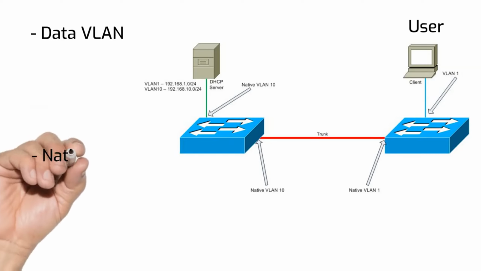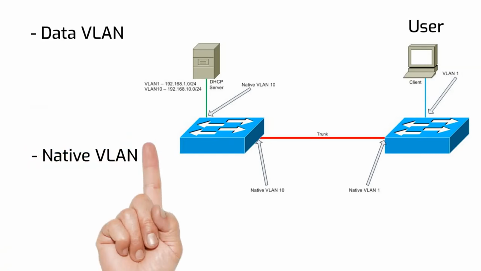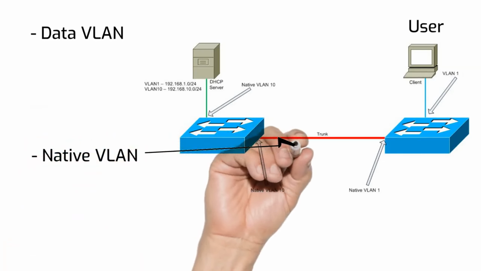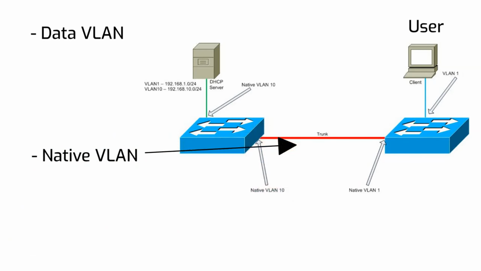Another type of VLAN we have is native VLAN. Native VLAN is assigned to 802.1Q trunk port. A trunk port supports traffic coming from many VLANs, that is tagged traffic, as well as traffic that does not come from any VLAN, untagged traffic. The trunk port places untagged traffic into the native VLAN, which by default is VLAN 1. It is a best practice to configure the native VLAN as an unused VLAN, distinct from VLAN 1 and other VLANs.